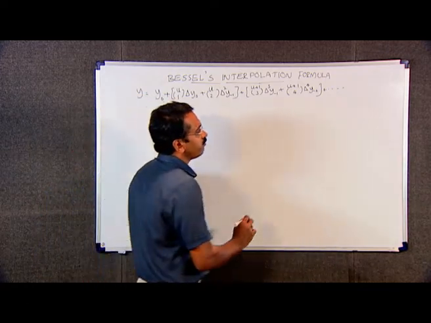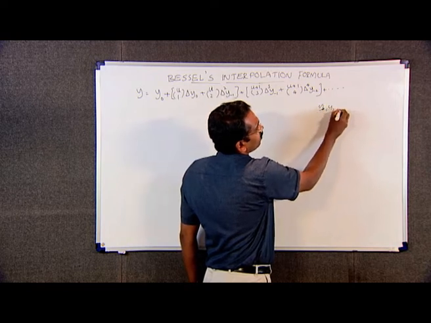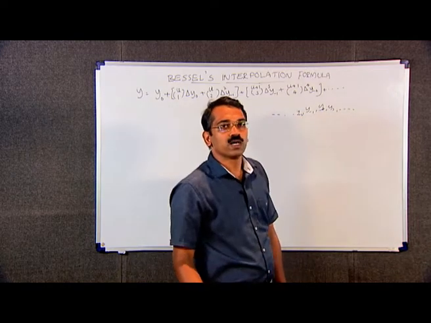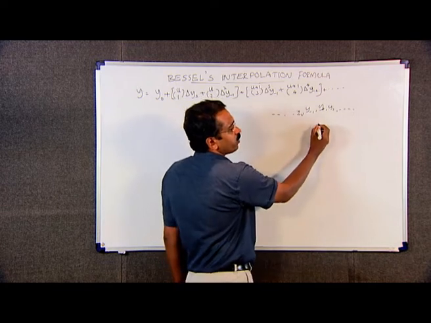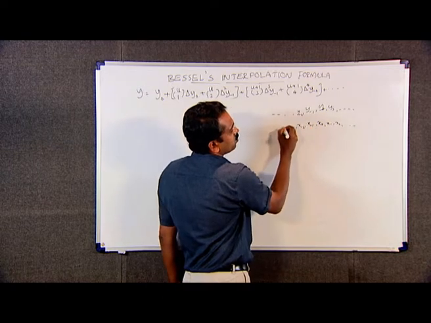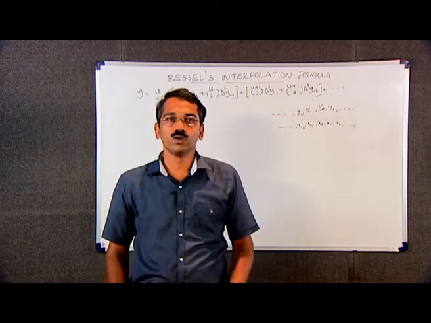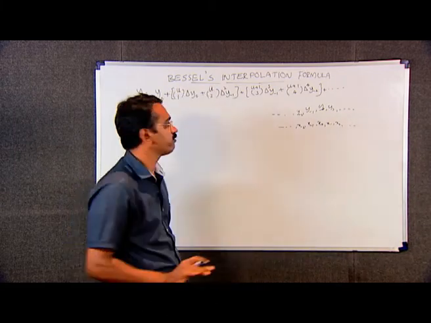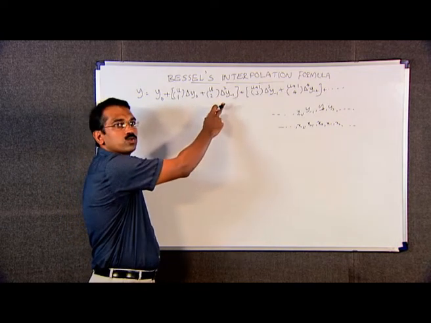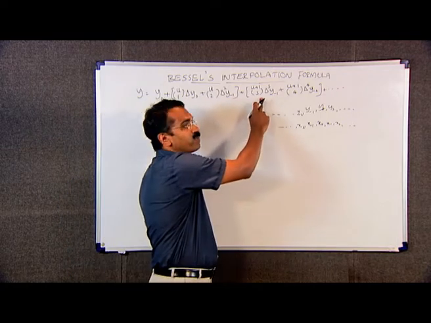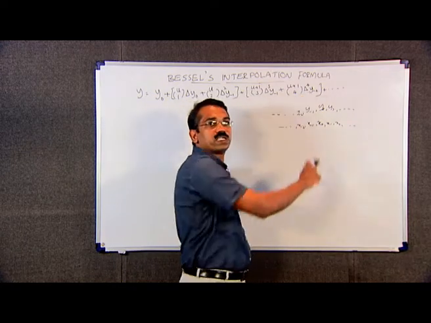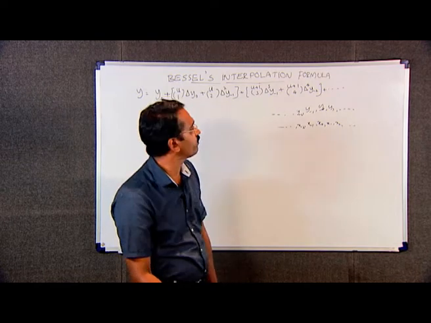Recall that if y0, y1, y2 etc. and y minus 1, y minus 2 etc. are the values of a function at equidistant points x0, x1, x2 etc. and x minus 1, x minus 2 etc., then by Gauss's forward interpolation formula we have y is equal to y0 plus uC1 into delta y0 plus uC2 into delta square y minus 1 plus (u plus 1)C3 into delta cube y minus 1 plus (u plus 1)C4 into delta raised to 4 y minus 2 plus etc.